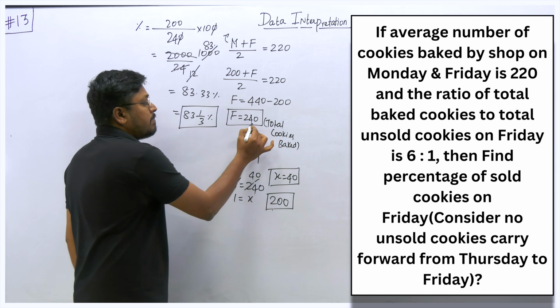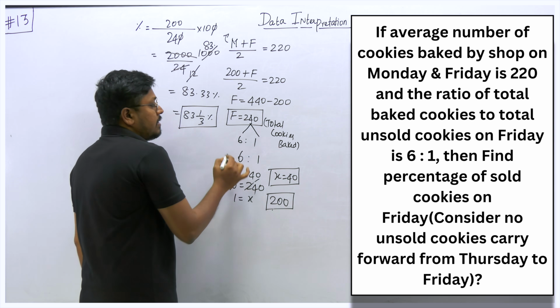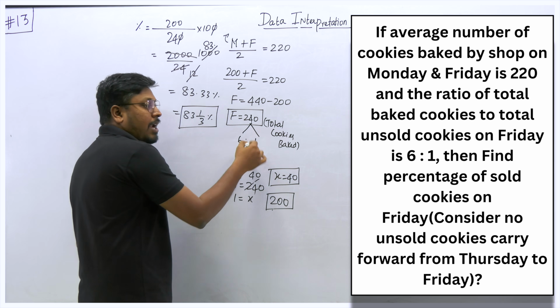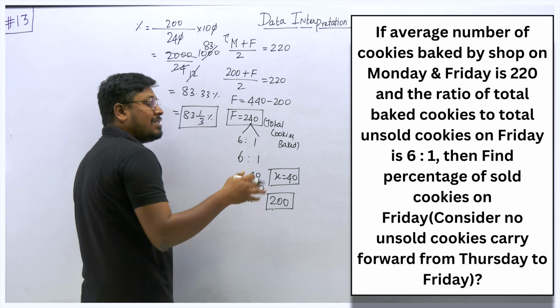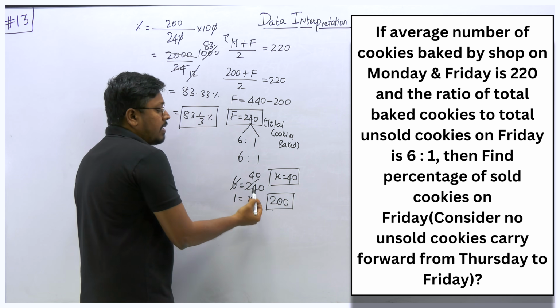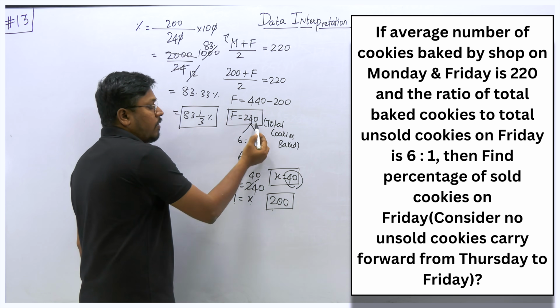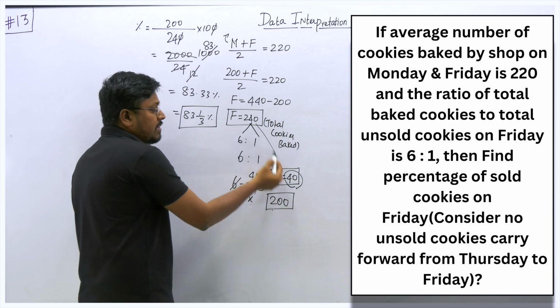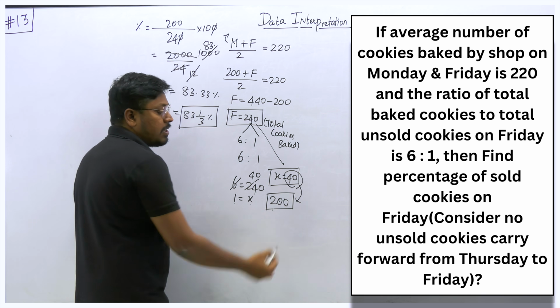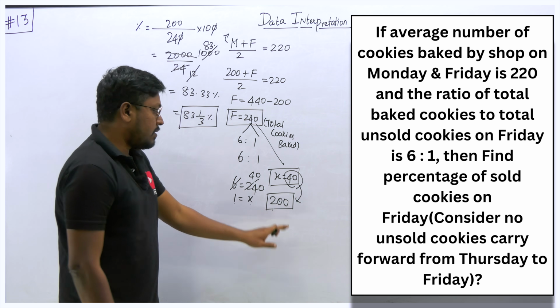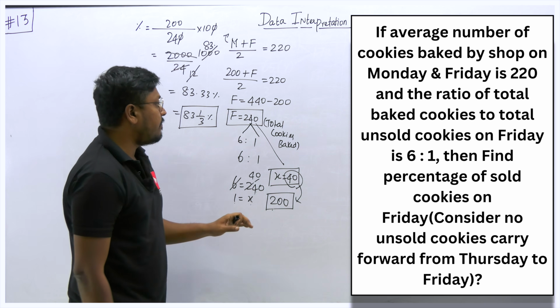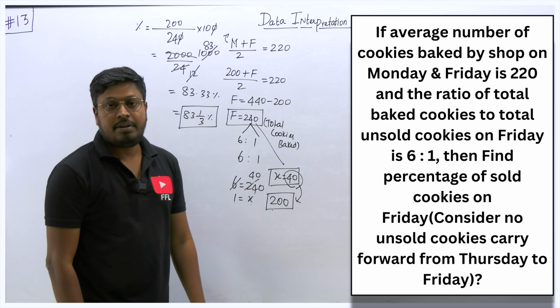So we found Friday's total cookies baked. Out of this they are splitting in a ratio of 6:1. So 6 parts will be the total baked and 1 part will be the total number of cookies that were unsold. If 6 parts is 240, what about that 1 part? Unsold will be 40. When you subtract, the resultant will be the total cookies sold. So sold will be 200, unsold will be 40, total baked will be 240.